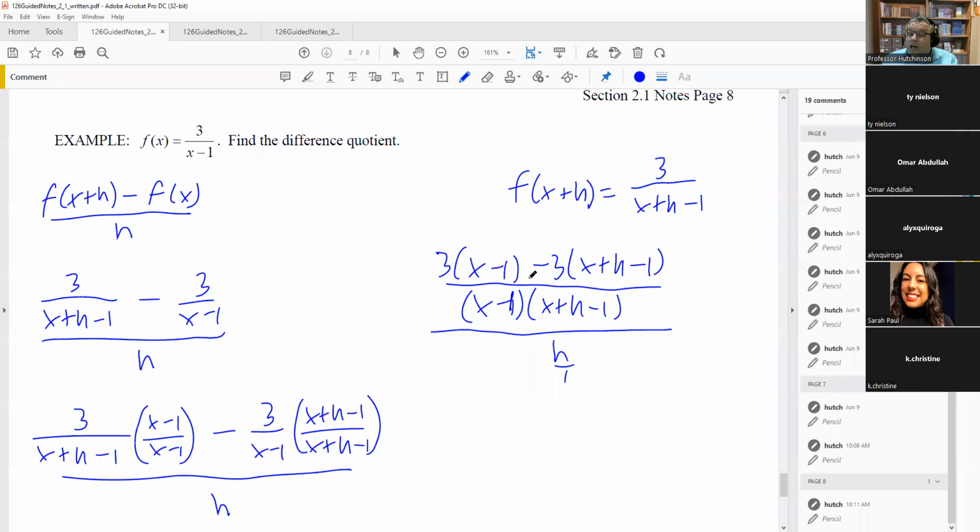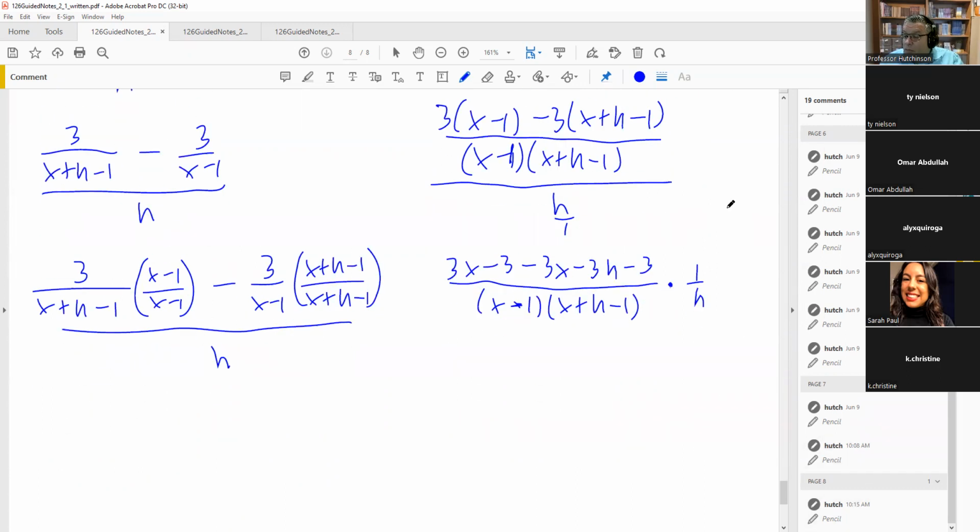So what I want to do next is change the complex fraction. I have a fraction over a fraction. I want to flip and multiply to make it just one fraction. So this one I have 3x minus 3, and I have minus 3x minus 3h minus 3, all over x minus 1 and x plus h minus 1. And then I'm going to multiply this by the reciprocal. Whenever you have a fraction divided by a fraction, you take the top fraction and multiply it by the reciprocal of the bottom one. So I'm going to multiply this by 1 over h. And so now I've eliminated those double fractions.